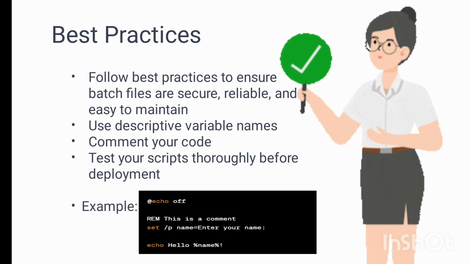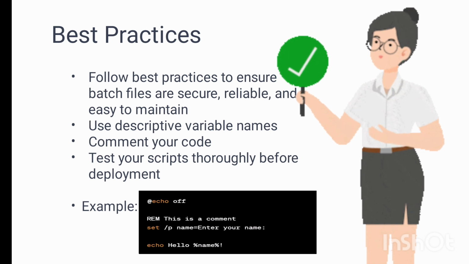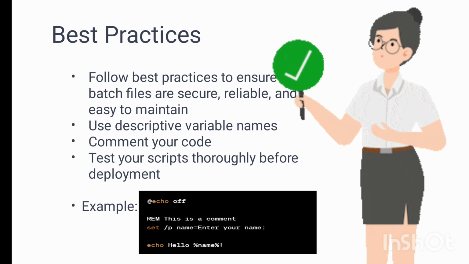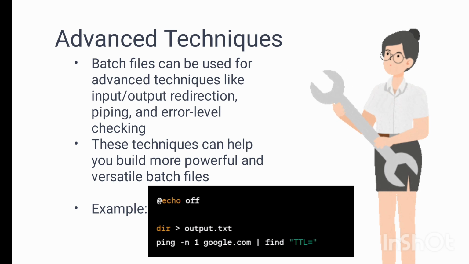To ensure that our batch files are secure, reliable and easy to maintain, it is important to follow some best practices. Let's explore a few of them. Use descriptive variable names to enhance your code readability. Comment your code to provide explanations and make it easier for others to understand. Lastly, thoroughly test your scripts before deploying them to ensure they function as intended. Batch files can be used for advanced techniques such as input-output redirection, piping, and error level checking. These techniques can help us build more powerful and versatile batch files.